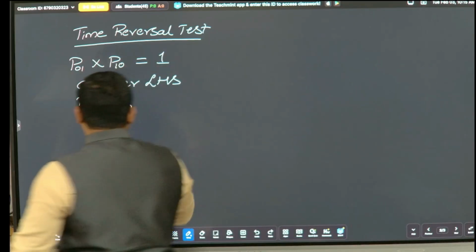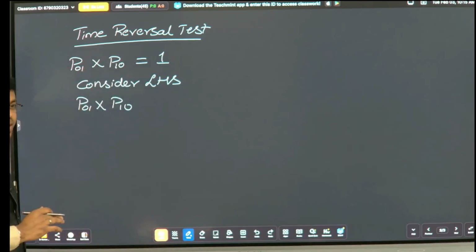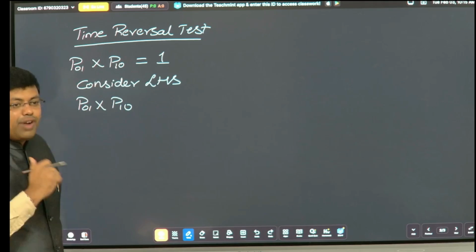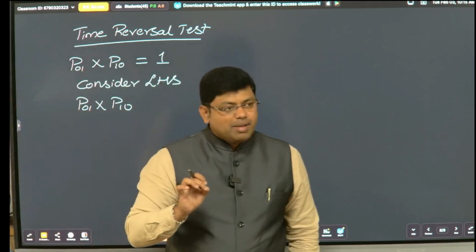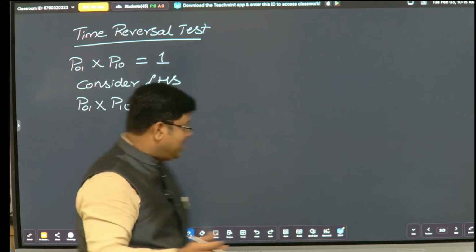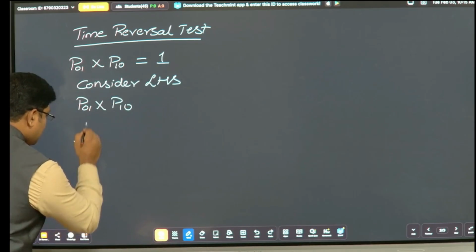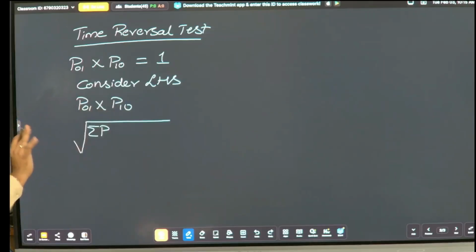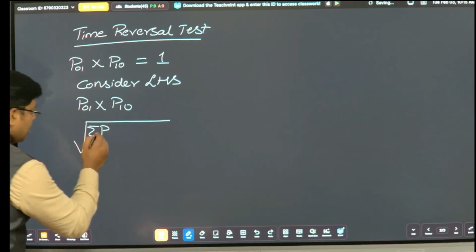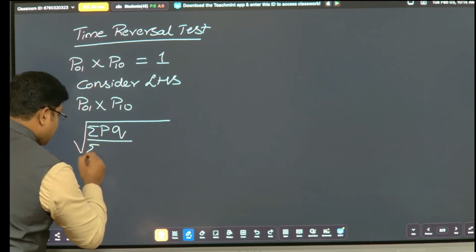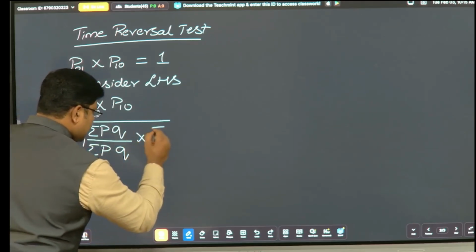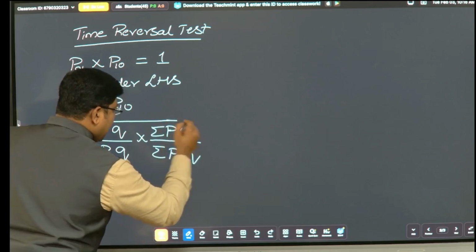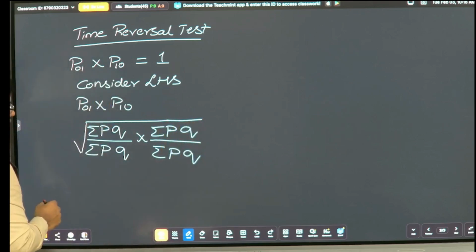So how to write this P01? Which formula are you going to use? In the question, what did they ask? Fisher's, right? So for P01, which formula are we going to use? Fisher's only. Correct. What is the formula of Fisher's? Square root of summation PQ into summation PQ, summation PQ into summation PQ. It won't be multiplied by 100 here.